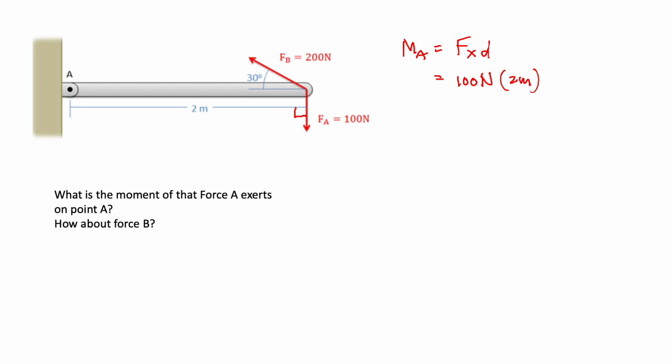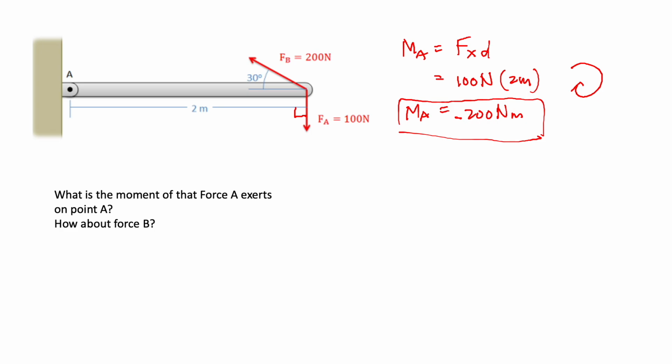So this is equal to 200 Newton meter. But look at the direction. As you can see here, if you apply a force of 100 newtons downwards, this will create a clockwise rotation. And we know that clockwise is negative, so let's put negative here. So the moment here is negative 200 Newton meter.